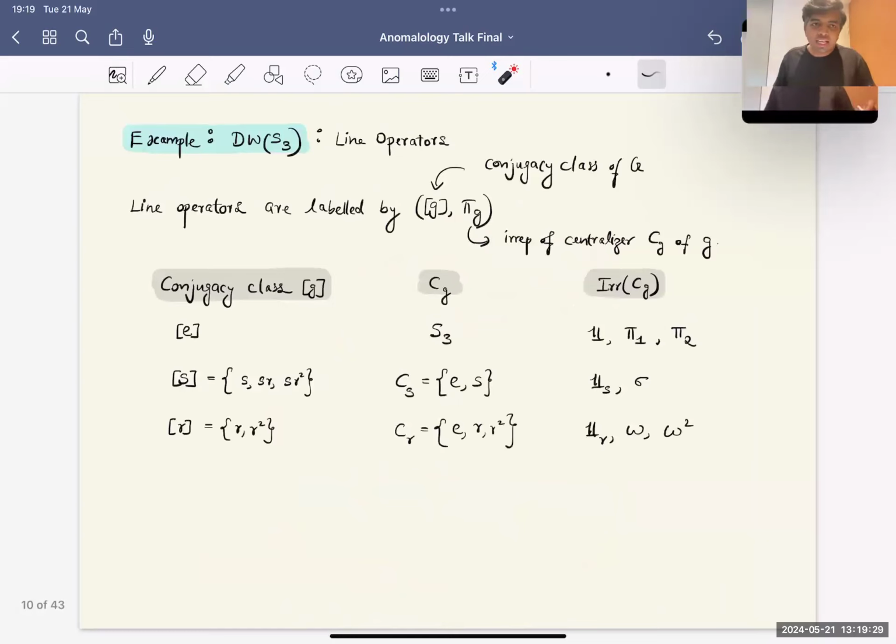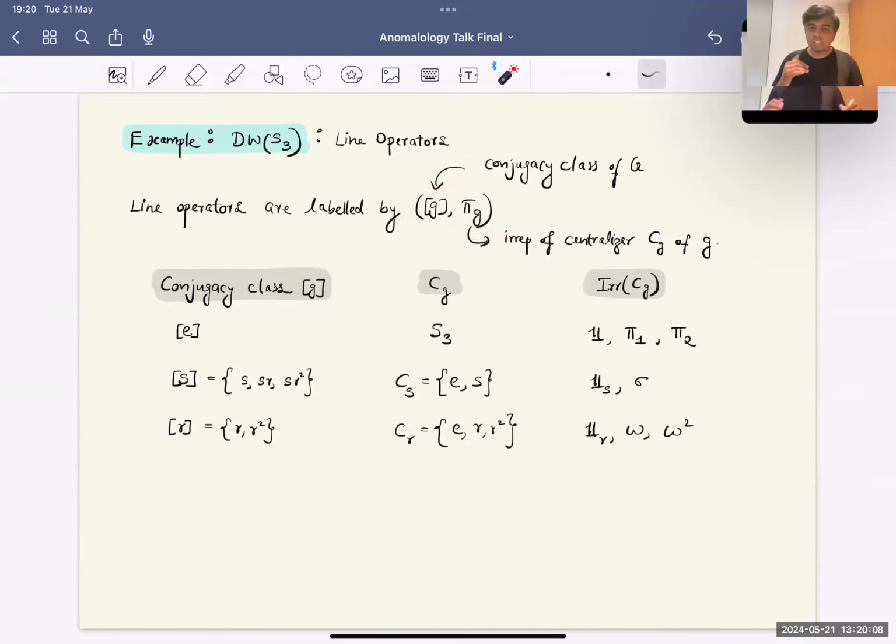Now, let us go back to the S3. So we have the conjugacy class, we have the subgroup of elements which commute with G, the centralizer of G, and you look at all the irreps of that centralizer, and the data, the Wilson, the magnetic, electric, and dyonic lines of the Dijkgraaf-Witten theory are labeled like this.